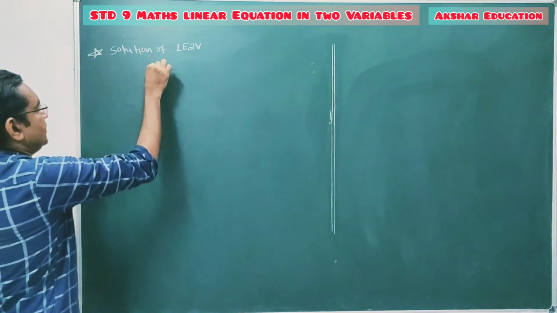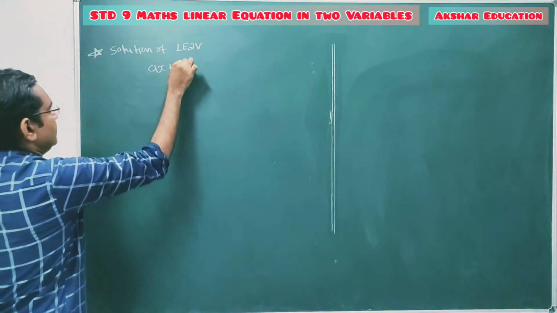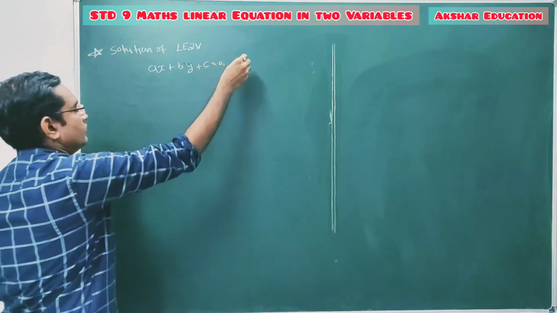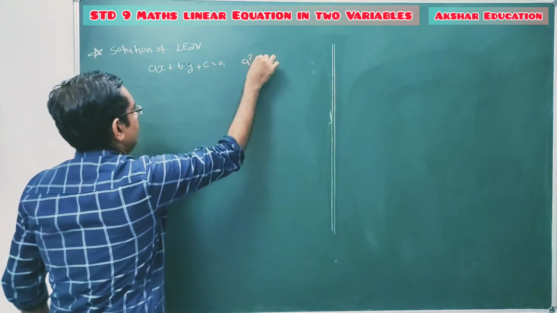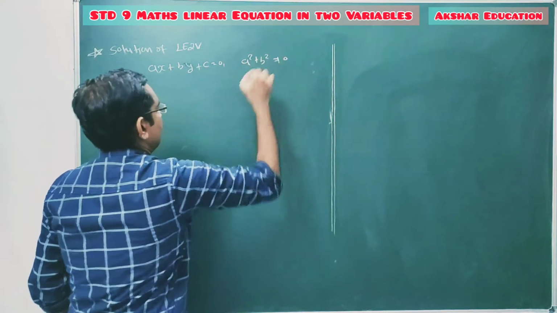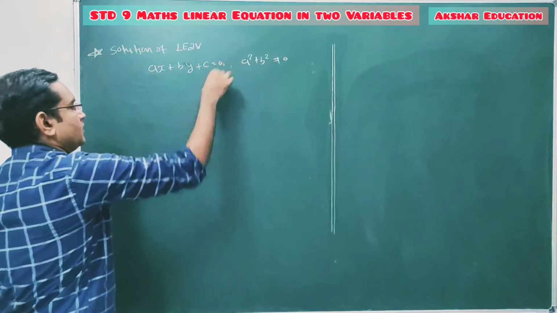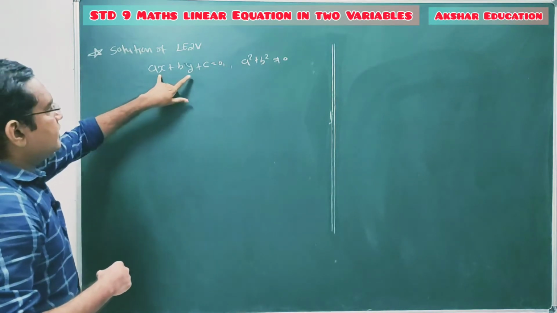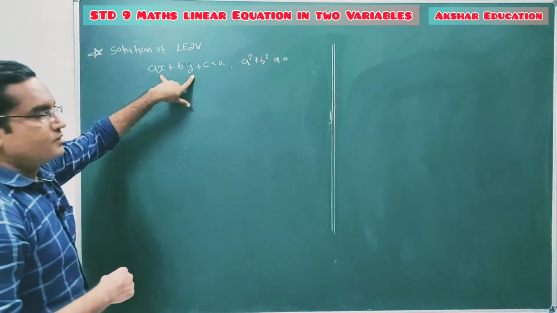So standard form of linear equation in two variables is ax plus by plus c equal to 0, where the values of a and b should not be 0 simultaneously and a, b, c are real numbers. So this is the standard form of linear equation in two variables.